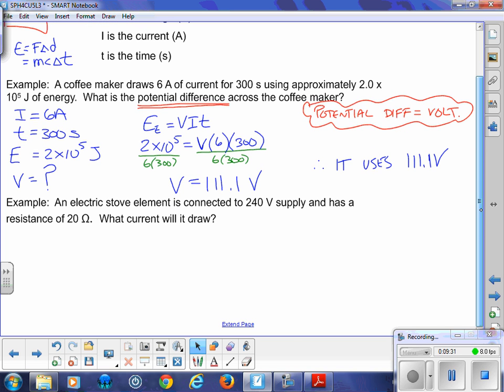And then down below, we got an electric stove, and electric stoves are connected to 240 sources. Not your regular wall socket of 120. It's like a welder.